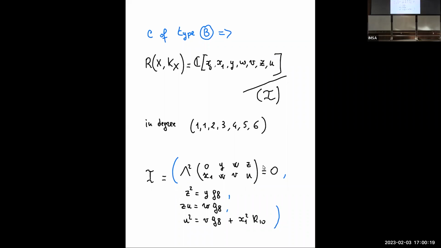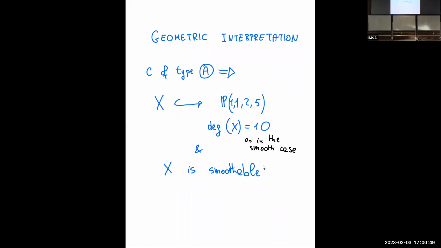We have generators in degree 1, 1, 2, 3, 4, 5, 6. Relations in this way. So we have the vanishing of the 2 times 2 minors of this matrix, and these other relations, which are a little bit complicated on this side. And the geometric interpretation of those canonical rings in case A is the following.